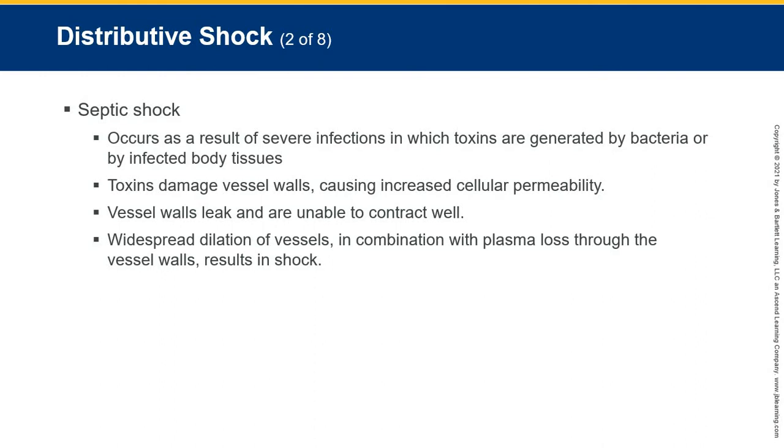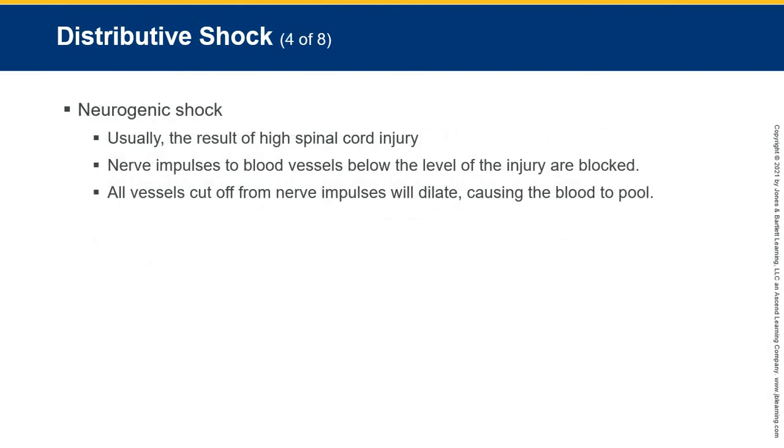And it's going to lead to extracellular fluid, ECF. And as a result of these toxins, your vessel walls themselves start leaking, and they can't contract well. They can't constrict to cause that fluid to stay where it needs to. So this massive loss of fluid from your blood plasma, okay, will actually result in shock.